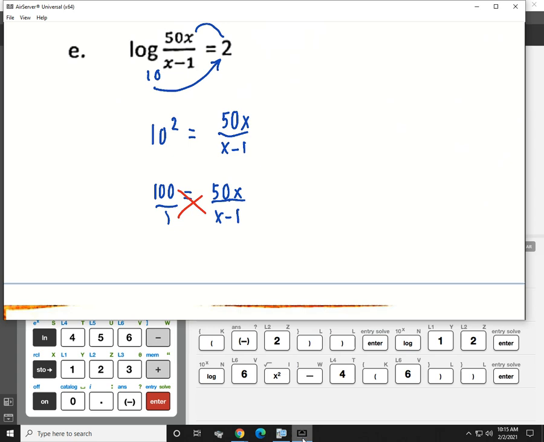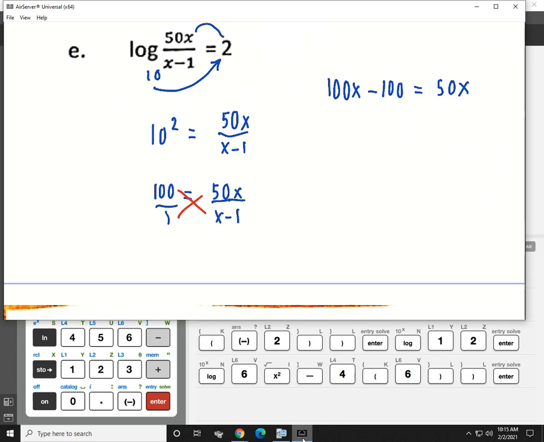I'm going to take it up to the right. So let's do first 100 times x minus 1. What is 100 times x? 100x. What's 100 times negative 1? Negative 100. So I distributed 100 to x minus 1, and I got 100x minus 100. Now, what about the other one? What's 50x times 1? It's just 50x. So that's exactly what I would have gotten had I done it the other way I talked about and distributed that x minus 1 to the other side. It's the exact same method.